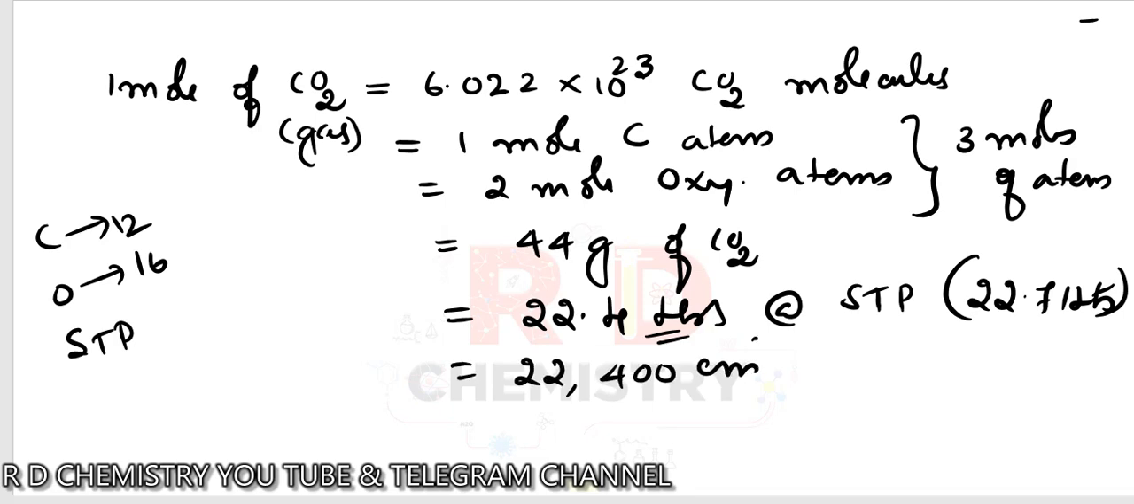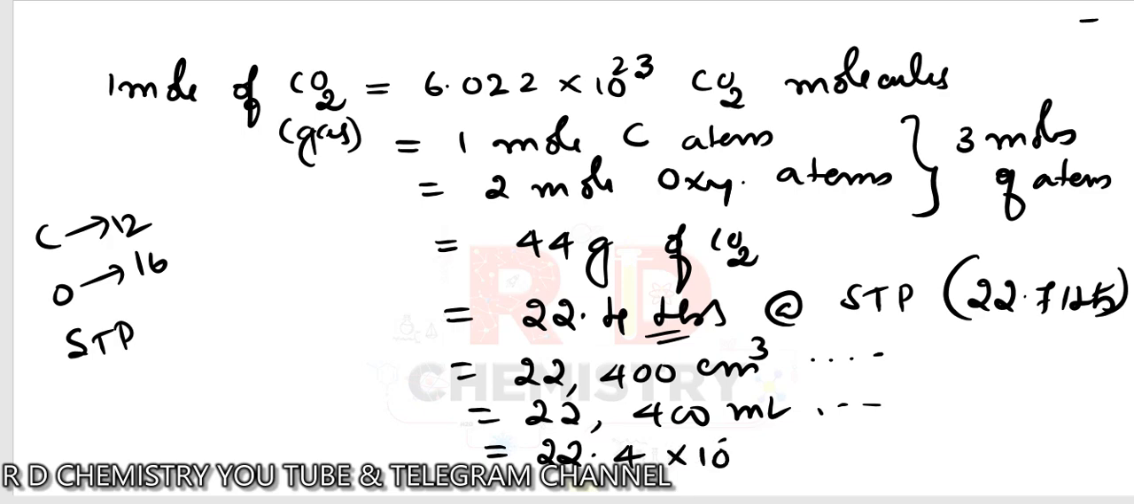Or it is 22,400 cm cube at STP, or 22,400 ml at STP, one and the same, or 22.4 × 10^-3 meter cube at STP. Okay, fine. With this, we can solve some problems, right?